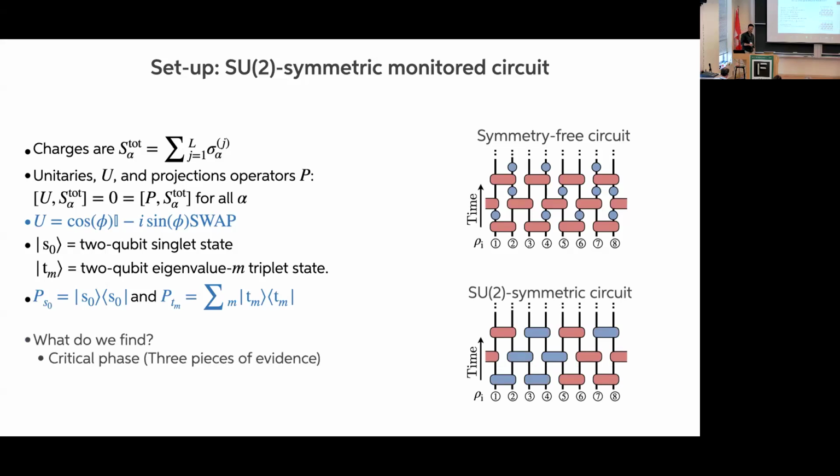What do we find? Well, first we find a critical phase. The less entangled area law phase no longer exists. You can't get to it with any amount of measurements. We also find a spin sharpening transition. Time permitting, I'll talk about that. If not, I'll just say why it's interesting.